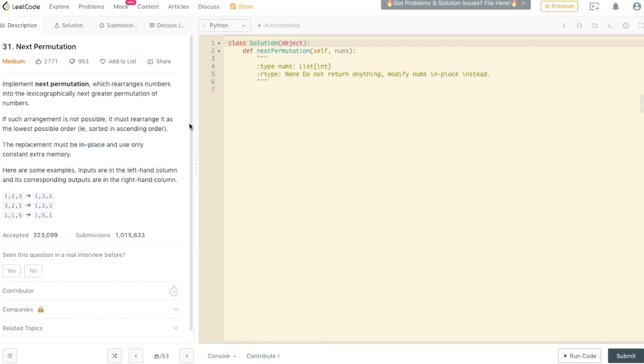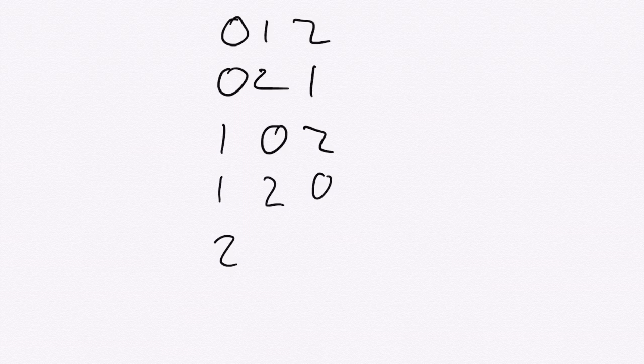Implement next permutation, which rearranges numbers into the lexicographically next greater permutation of numbers. If such arrangement is not possible, it must rearrange it as the lowest possible order, or ascending order. We're given an example of an increasing permutation from its lowest value to its highest value. It's definitely hard to derive an algorithm from this example, but there are two key insights.